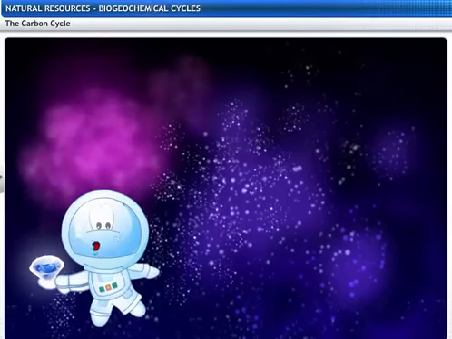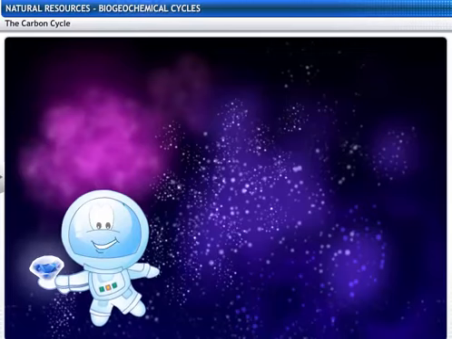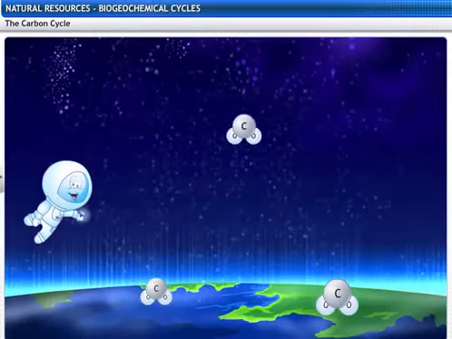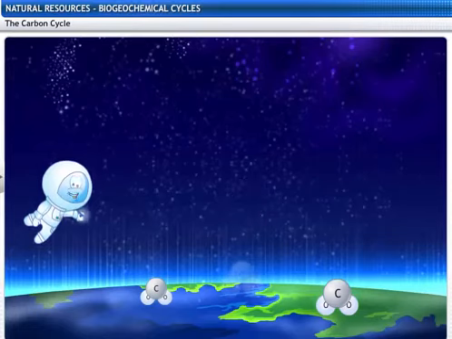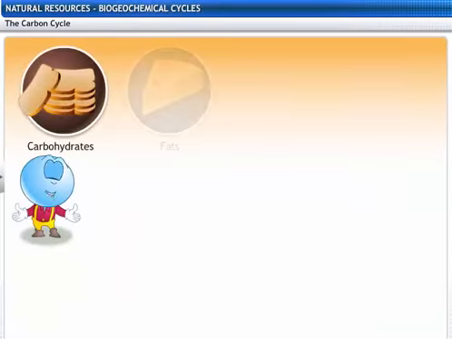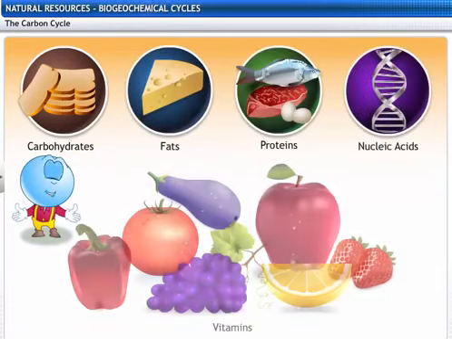Hey, do you know what this is? It's a diamond. Do you know what it's made of? A diamond is made of an element called carbon. Carbon is found in various forms on the Earth. It is present in the atmosphere as carbon dioxide and is an essential part of carbohydrates, fats, proteins, nucleic acids, and vitamins.